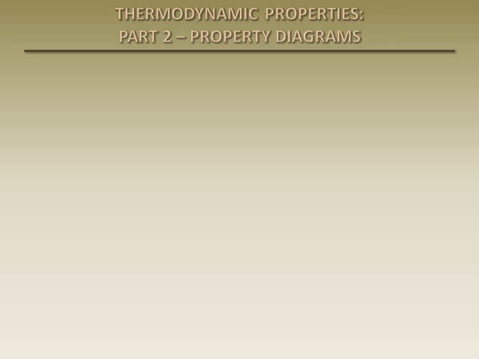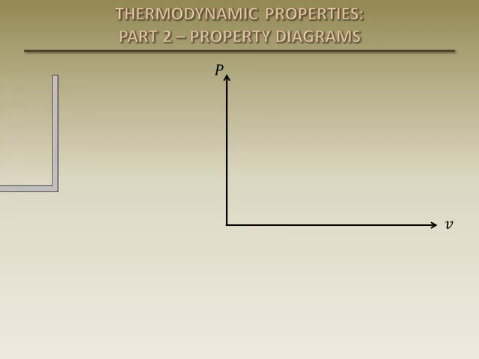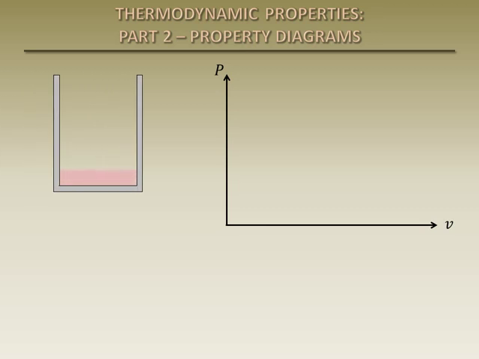We will now look at a different property diagram called a PV diagram, which shows the pressure as a function of specific volume. This diagram is similar to the TV diagram. Suppose that we have a piston cylinder device which contains a compressed liquid at a fixed temperature T1 and at an elevated pressure. We slowly decrease the pressure by removing weight from the piston, and we allow heat transfer between the liquid and the surroundings such that the temperature remains constant.